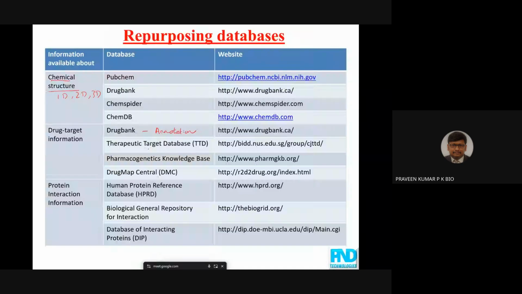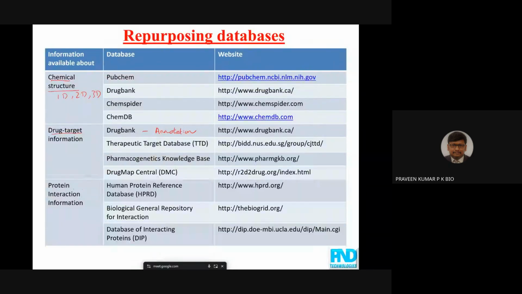The next database is the Therapeutic Target Database. This is the URL for that. Pharmacogenetics Knowledge Base, DrugMap Central. So the four databases I have shown are related to drug target information. Related to drug design, one should have knowledge of these kinds of databases also.